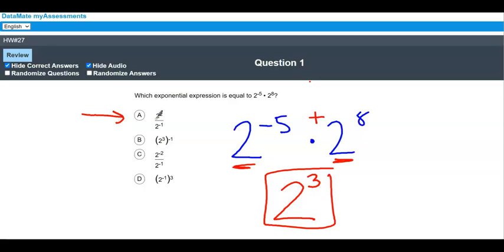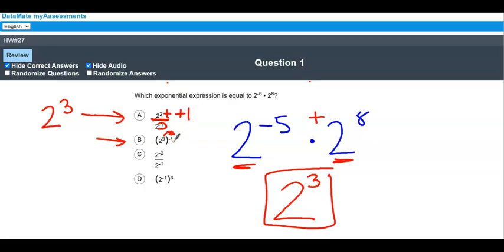For option A, it is a quotient of like bases. And when you divide like bases, you keep the base the same, but you subtract the powers. So we're going to subtract this bottom power, and we're going to get 2 minus negative 1, also known as 2 to the 3rd.